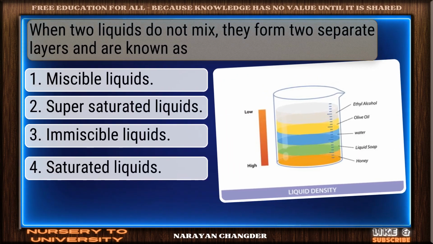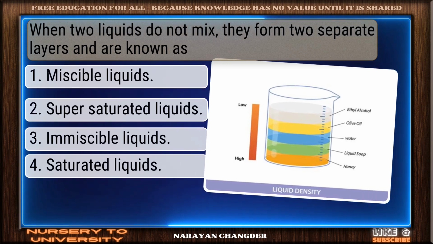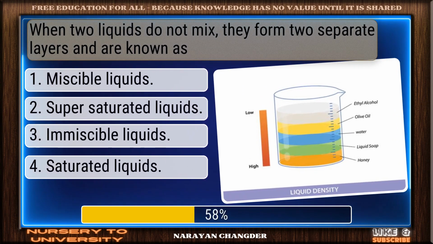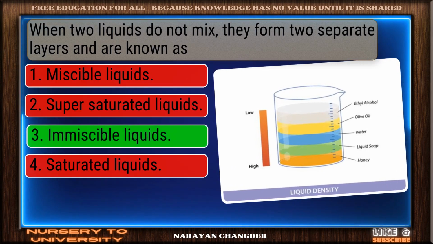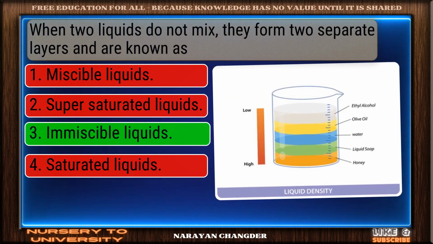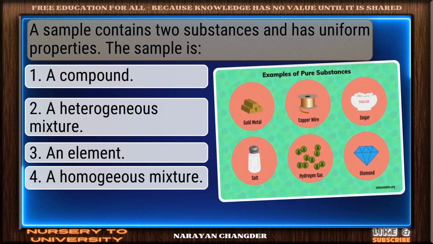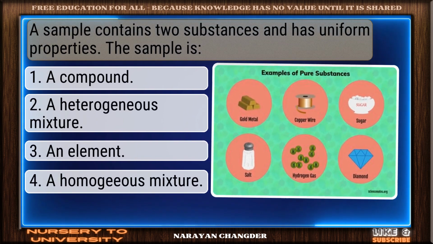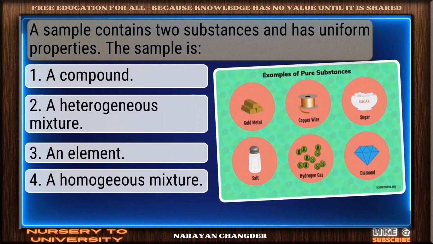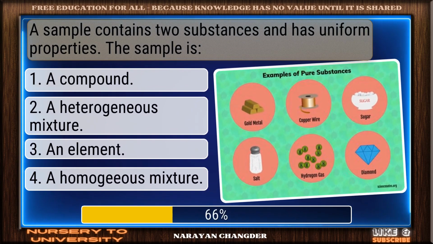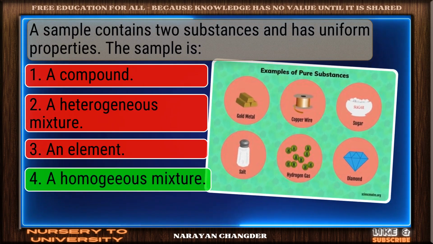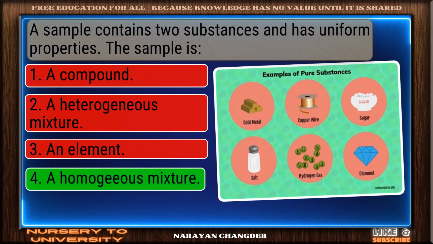Question number 83. When two liquids do not mix, they form two separate layers and are known as? Excellent choice. Immiscible liquids is the right answer. Question number 84. A sample contains two substances and has uniform properties. The sample is? Nice work. You chose a homogeneous mixture, and it is correct.